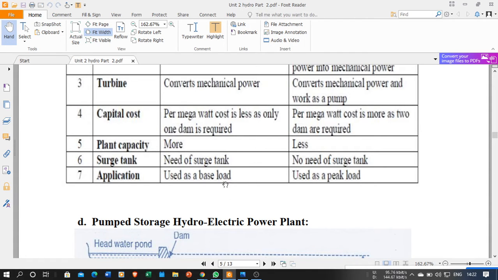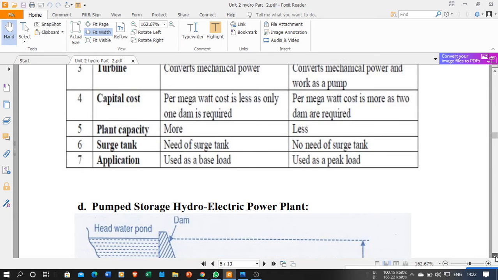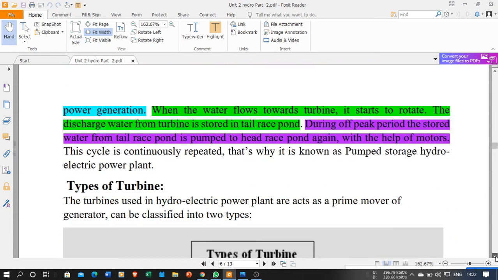Application: the runoff river plant may be used as a base load plant as well as a peak load plant, but the pump storage power plant can only be used as a peak load plant. It cannot be used as a base load plant because a base load plant has to work 24/7 hours. Then only it is called a base load plant. If it is working only for a few hours, then it is called a peak load plant. Okay, so these are certain differences between these two.